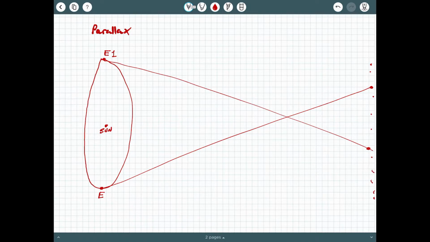But what's happening is as the Earth goes back and forth in its orbit, the object seems to wobble relative to further distant background stars. And that allows us to do some very simplistic trigonometry to figure out how far away that object is from the solar system. What's really interesting about this is that these angles are tiny. This angle here, we'll call P, is the parallax angle. It is so tiny, it's typically measured in milli-arcseconds.